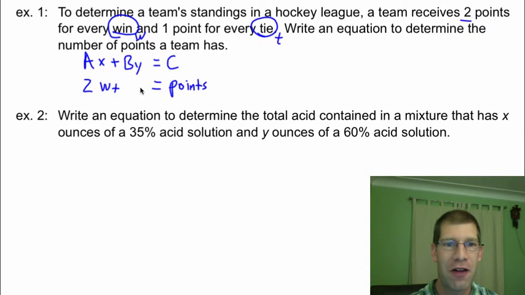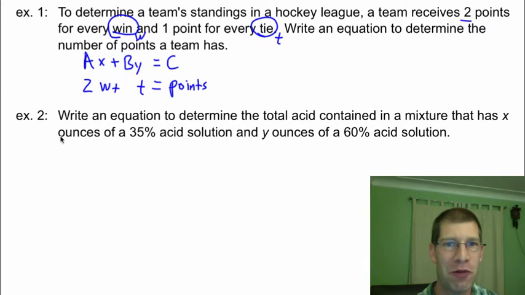And then Y, our other variable, is going to be the number of ties. And I probably could put in like a 1T, something like that, because you have 1 point for every tie, but then it's not simplified. So I'm going to maybe leave that off and just say 2W plus T equals the number of points.